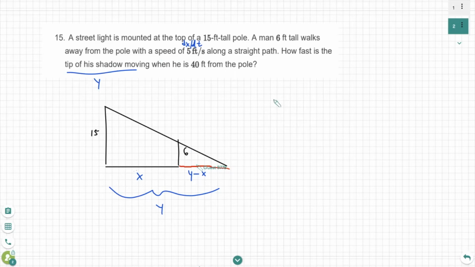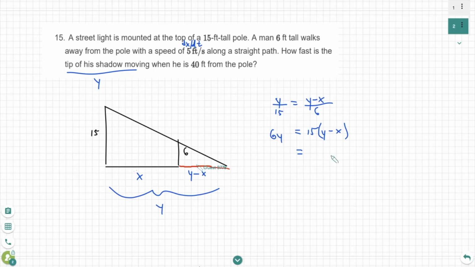What's the ratio now, or the proportion? y over 15 is equal to y minus x over 6. To find y, I want to say we want this multiplied by 15. What's the next line? y equals y minus x over 6 times 15. Let's get rid of the fractions, both of them. So what would that be? 6y is equal to 15 times (y minus x), in parentheses.